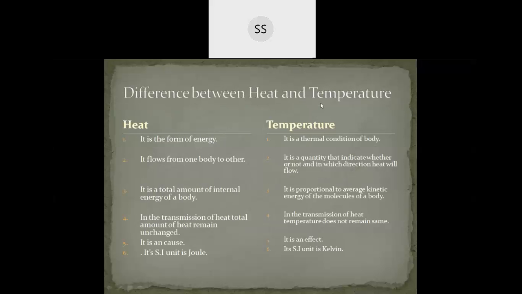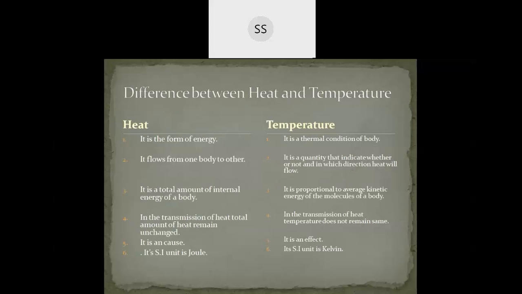Okay, so the next topic is the most important topic of this chapter. Most of the questions will come on this topic, which is difference between heat and temperature. You have to remember all the 6 differences between heat and temperature, and most of the questions will come from this topic.